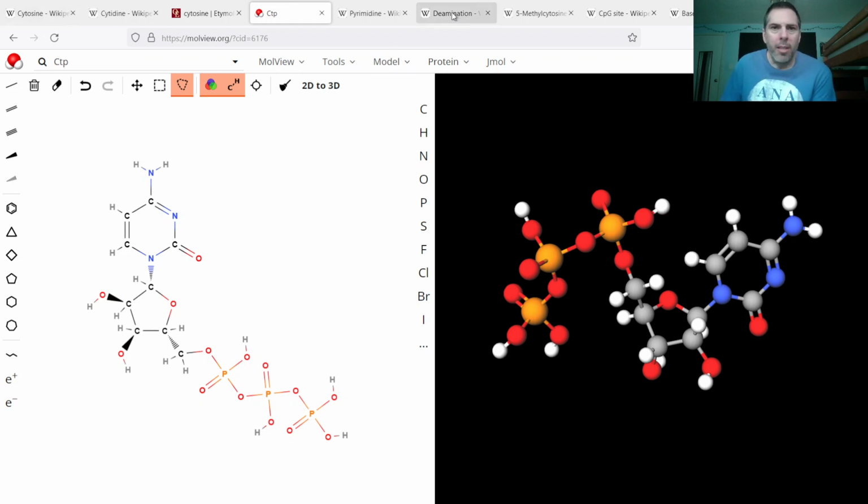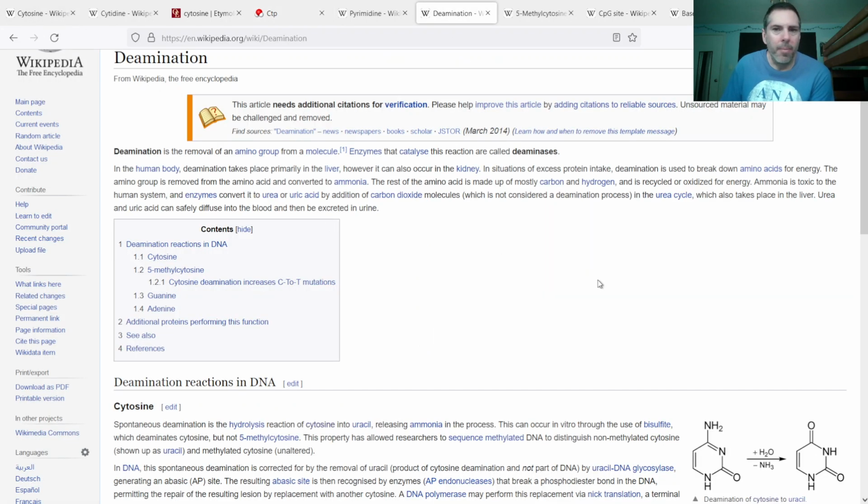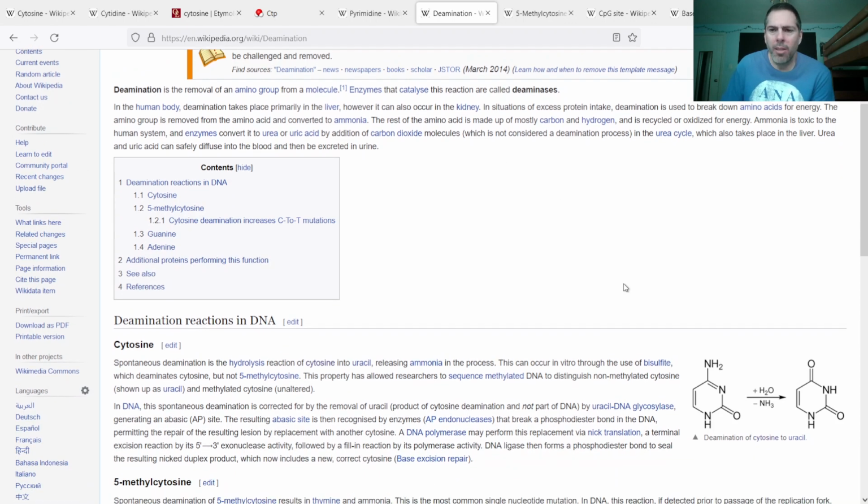So cytosine can go through this deamination process where the amine group is replaced by a carbonyl group. So you can have cytosine converted to uracil, and we'll talk about uracil later, but cytosine can degrade into uracil.